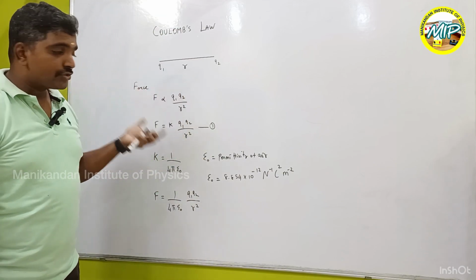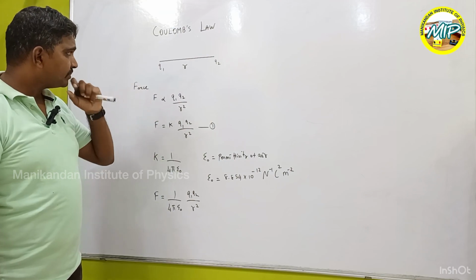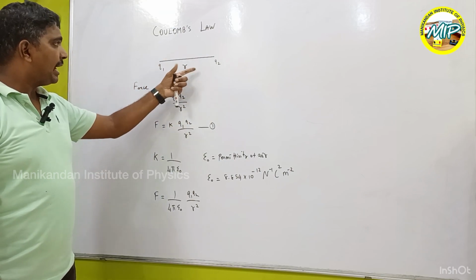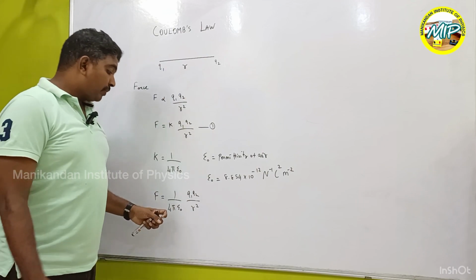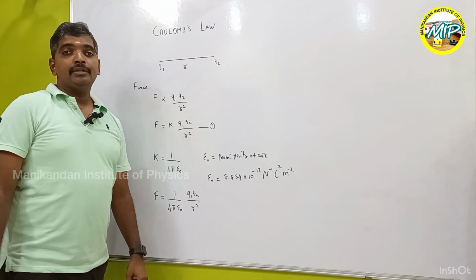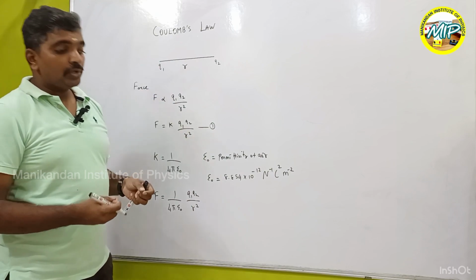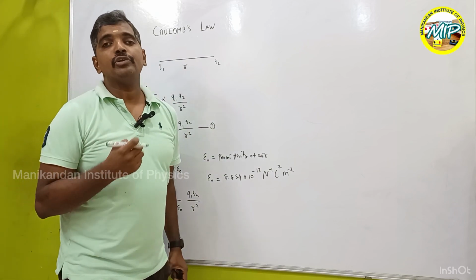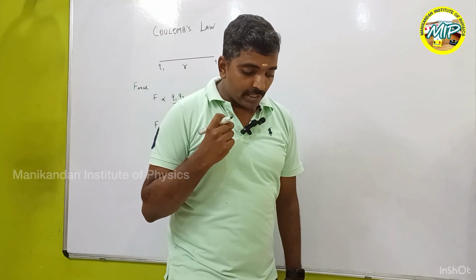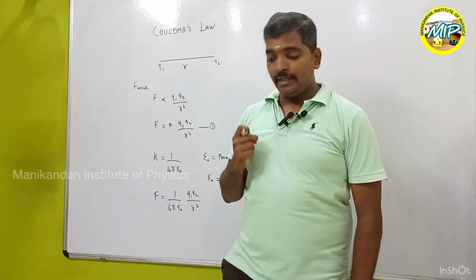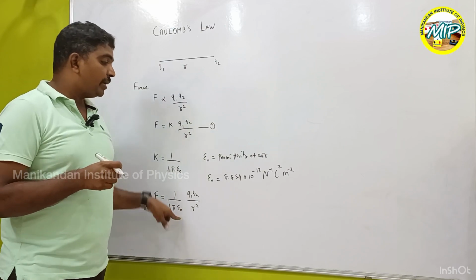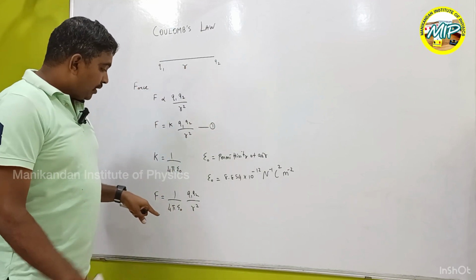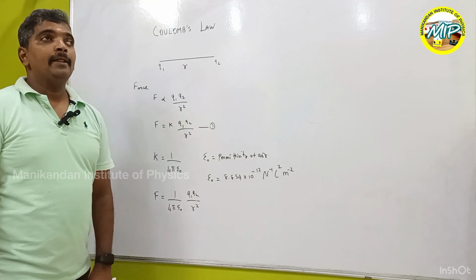In this case I am considering air between Q1 and Q2. Sir, what about my 4 pi? I previously told you a proportionality constant always tells about the nature and dimension of the system. So my epsilon naught tells about the nature of the medium between these two charges. What about this 4 pi?